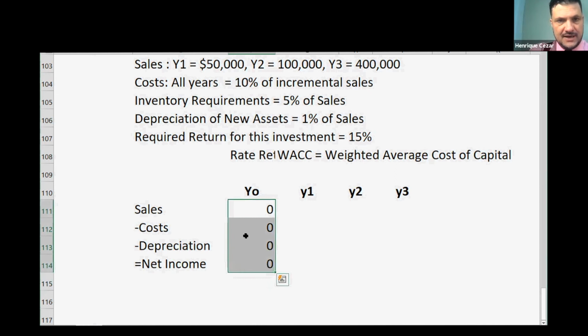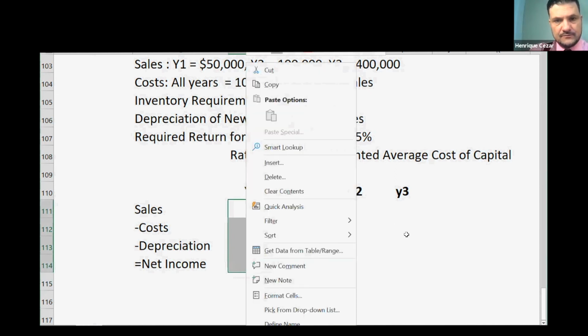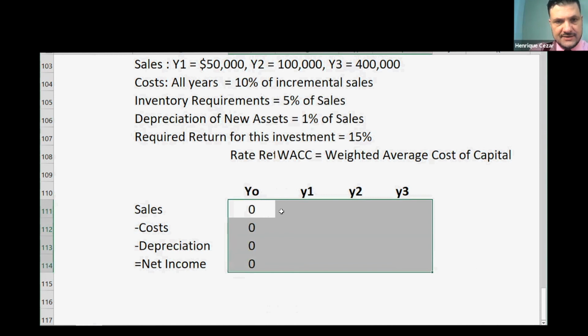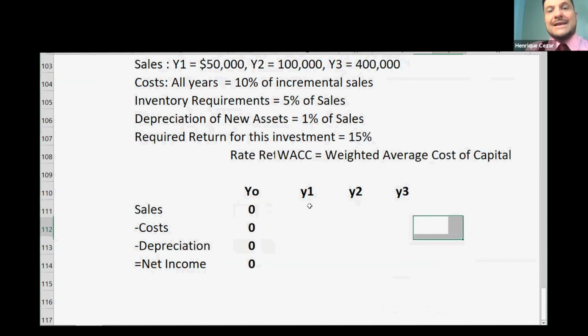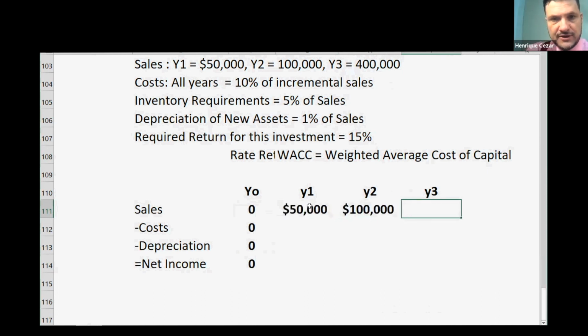That's right here. I'm going to make those numbers to be in the center. Hold on a sec. There we go. Perfect. All right, now year 1, 2, and 3, you will have sales, you will have costs, you have depreciation. So let's put it. Year 1, you have $50,000, okay? On year 2, you have $100,000. And on year 3, you have $400,000.